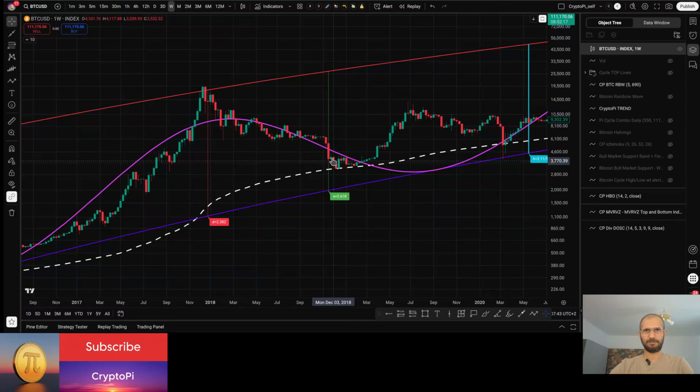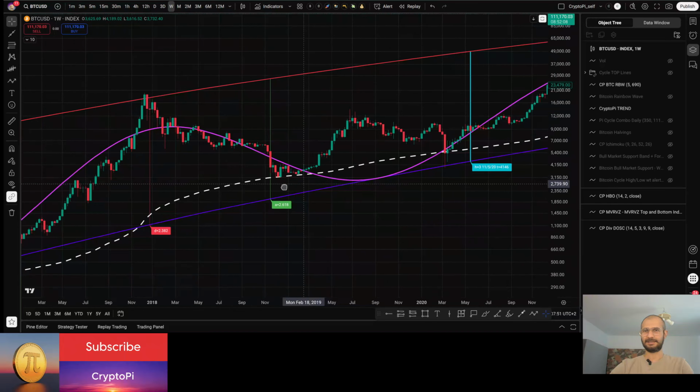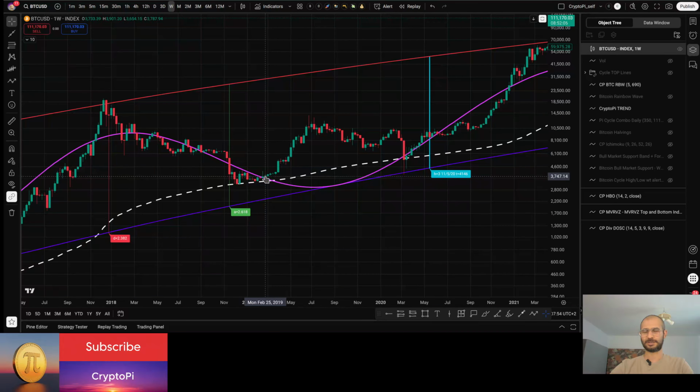Same story again, price crosses the accumulation line. We start seeing Bitcoin price staying in one particular zone. It has also touched the 200-week moving average. And once the price has crossed the purple line, we start seeing the start of the bull season again.